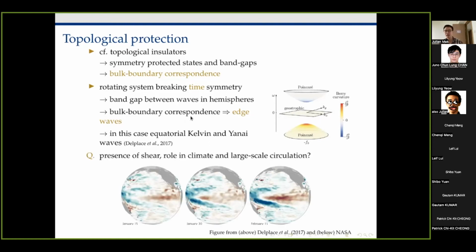These things have applications in climate. Particularly, the Kelvin wave has a strong application to El Nino signals. This is an example of El Nino. The Kelvin wave is important because it ends up propagating signals from the west to the east. So these are presumably persistent features because of the symmetry protection. How do they behave in the presence of shear, and what kind of role do they have in climate and large-scale simulation and so forth? That's something I recently picked up.